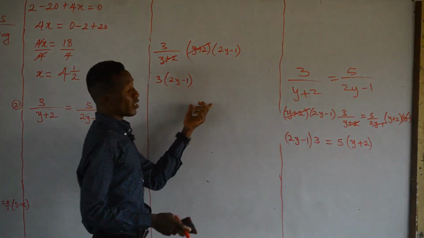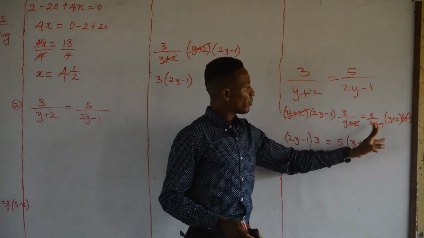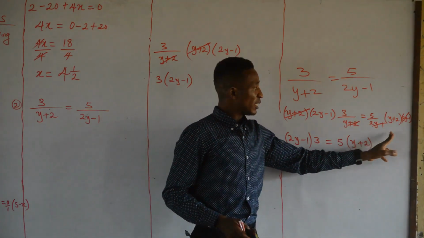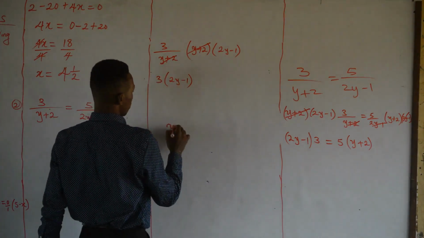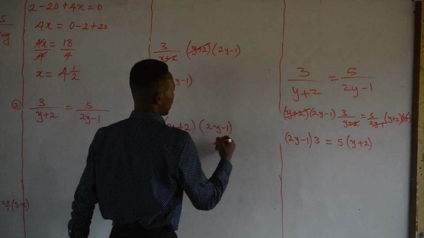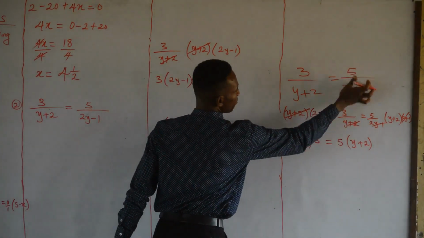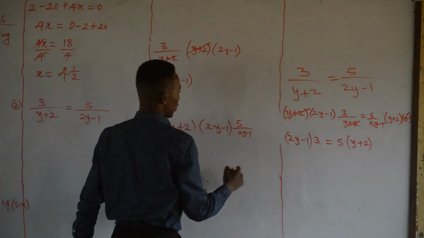And you can still do it the other way around, the same way I've done it here. Now, here, I place the 5 over 2y minus 1 first, then the LCM at the other side. If I place the LCM first, which is y plus 2 into brackets 2y minus 1, before putting the value itself, which is 5 over 2y minus 1.